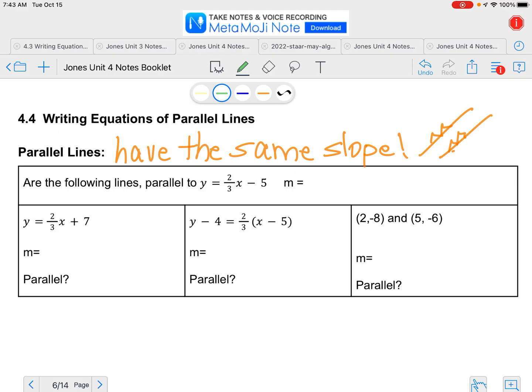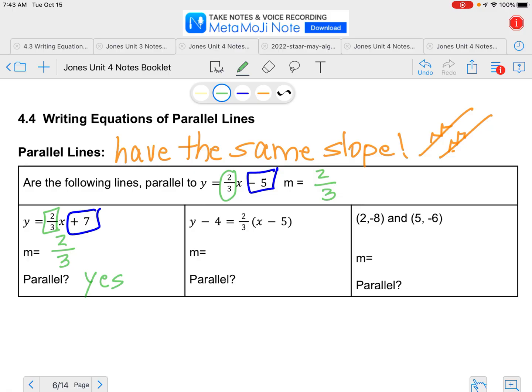parallel to this one. So first of all, what's the slope of this line? Well, it's 2/3 because it's always the one attached to x. So what's the slope of this first line? y = mx + b, the one attached to the x is the slope. Do you notice that the reason these aren't the same line is they have different y-intercepts, but they're parallel because they have the same slope.